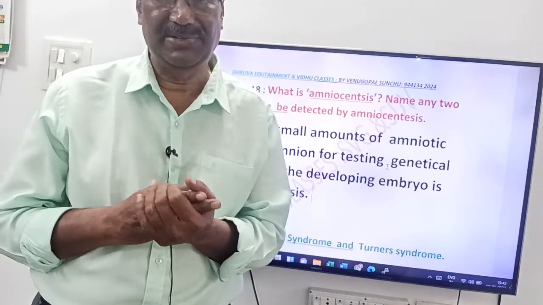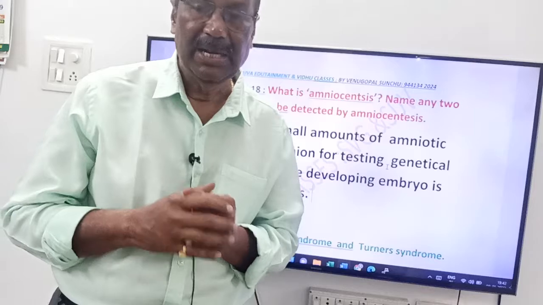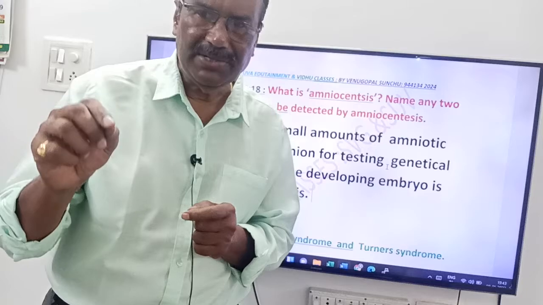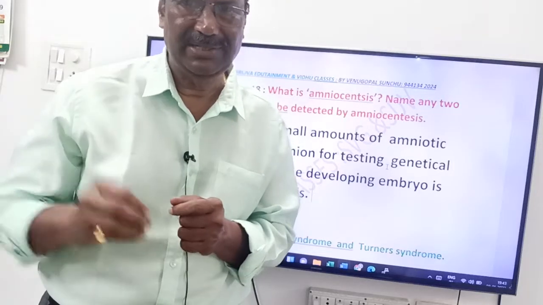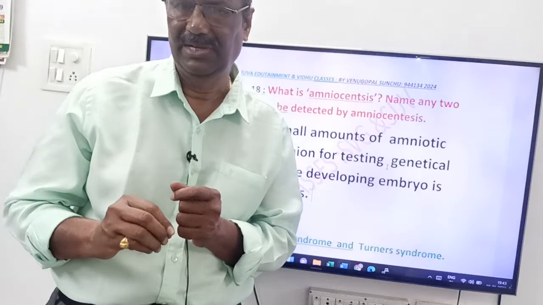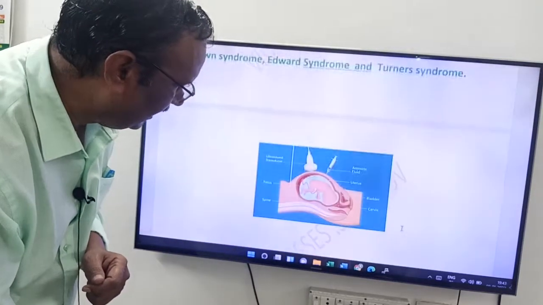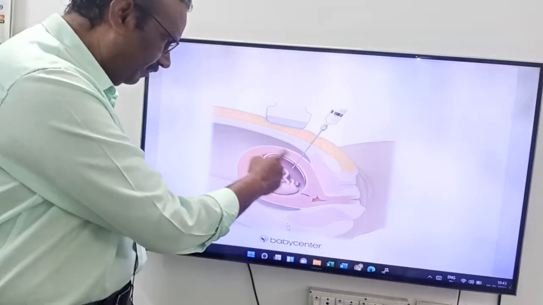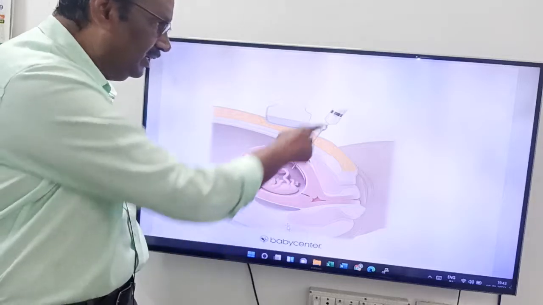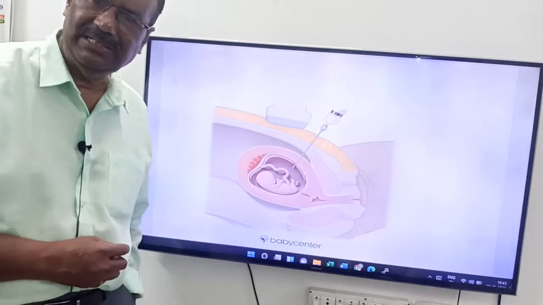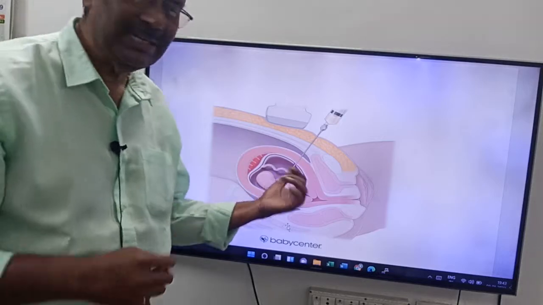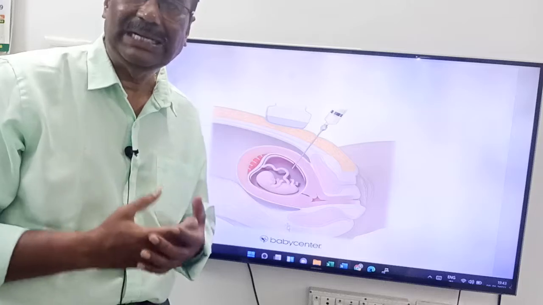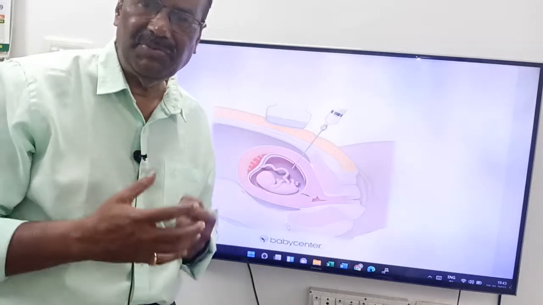What is centesis, friends? Centesis means making a puncture and collecting the fluid, making a puncture to the body parts and collecting the fluid. That is called amniocentesis. For example, here you see an image, friends. This is embryo or uterus. This is amniotic fluid. Through a syringe or injection, we are collecting the amniotic fluid, friends. With this we can test the genetical disorders of the embryo.